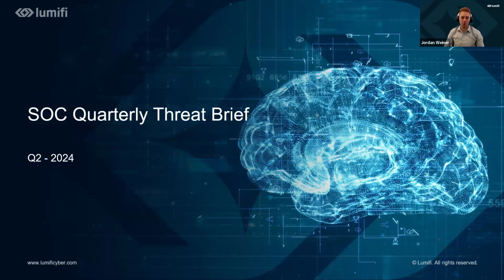First of all, wanted to thank you all for joining us here at Lumifi for our SOC quarterly threat brief. This is covering Q2 of this year. If you're looking for information on CrowdStrike, that might be something we cover in Q3, since it technically happened in Q3, but obviously it's the talk of the town right now. So we'll get there. I'm sure it'll be a big topic in our next one, but we're going to stick to Q2 here for this one.